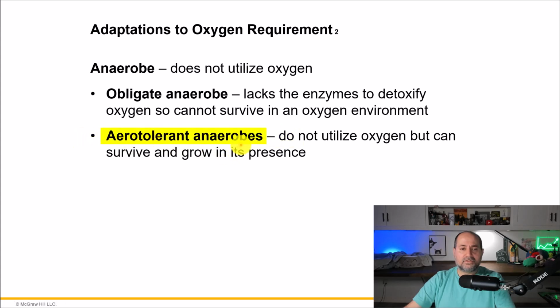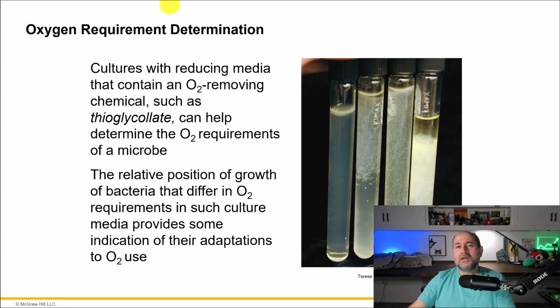Aerotolerant anaerobes are interesting. These are creatures that do not use oxygen, but they can still survive in its presence. So they probably do have at least one of those enzymes for mitigating the deleterious effects of ROS. Now, one way that scientists determine whether an organism requires oxygen or not is by inoculating. That means adding the microbe to this tube of solution called thioglycolate.